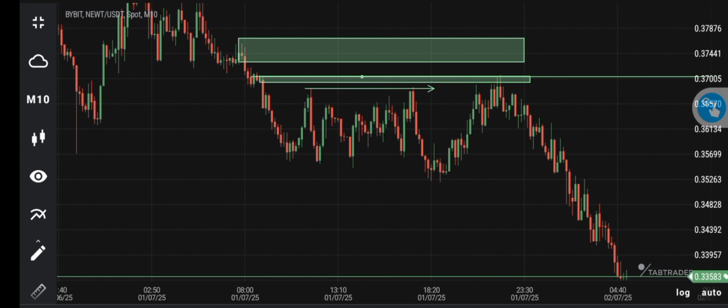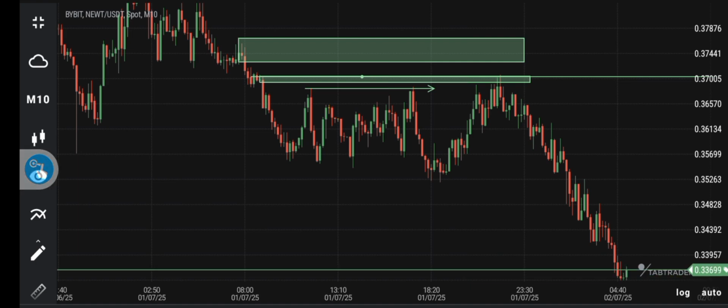So let me go to the 5 minutes time frame to show you clearly the candlestick pattern I saw. By the way, if you don't know, what I'm already doing is top-down analysis, explaining to you how you can scale from a higher time frame like the 1 hour time frame to the 10 minutes and then to the 5 minutes time frame.